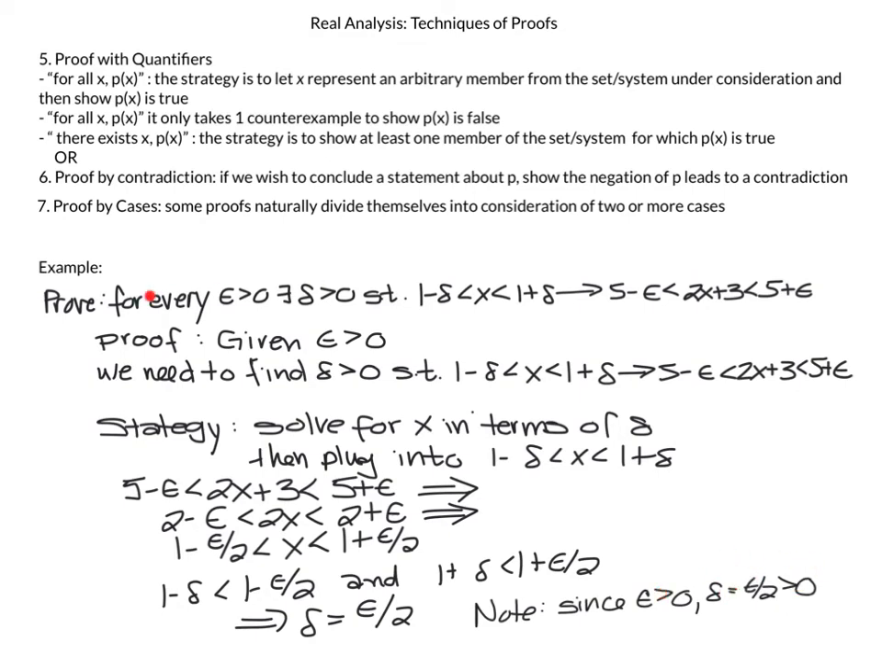So this is a technique that you want to get used to. If someone gives you an epsilon, and you need to find a delta, and you have these constraints, then you're going to solve for x in terms of epsilon, and then you compare that x to the constraints placed on it by delta.